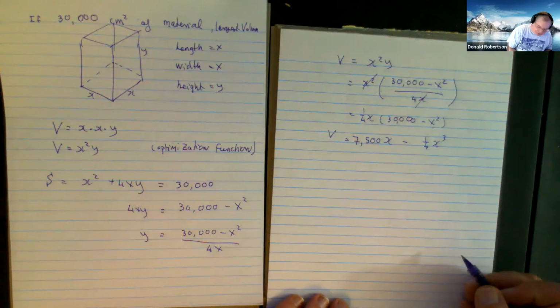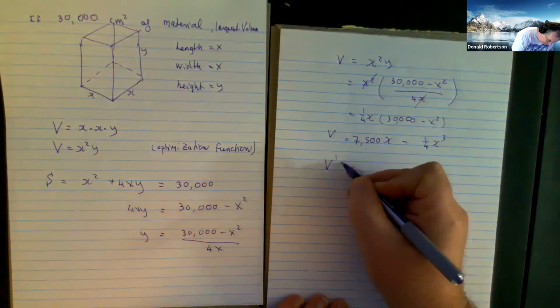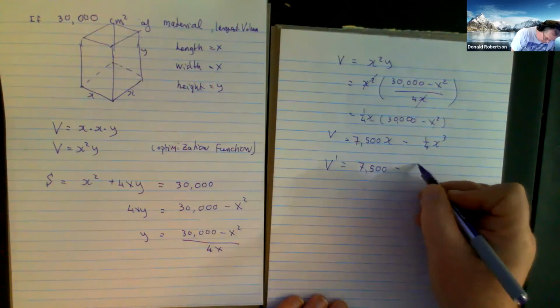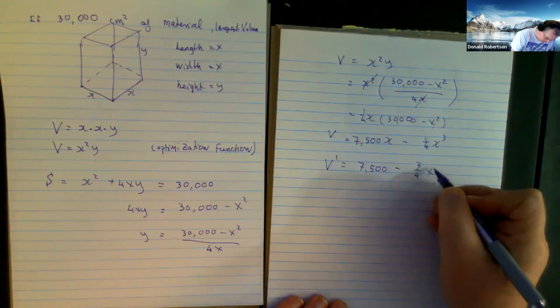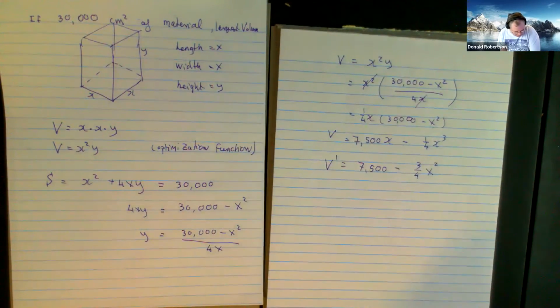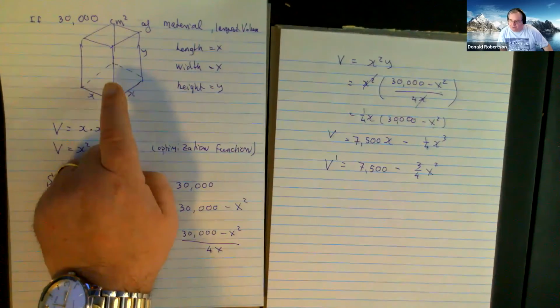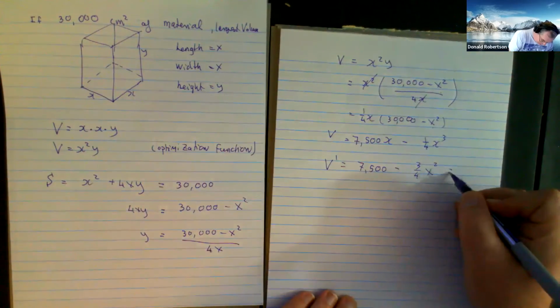That's our optimization function. So I'm going to find its derivative, 7,500, take away 3/4 x squared. And now all I need to do is find its critical number. Find out where the derivative, this thing, is 0. And that's going to be the best shape for the story. So I'm going to put in equals 0.